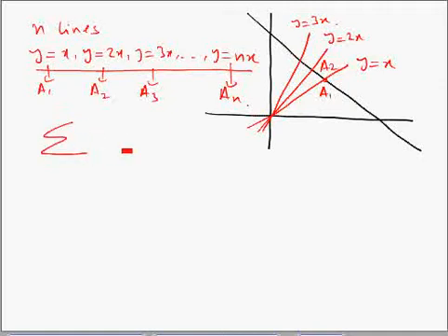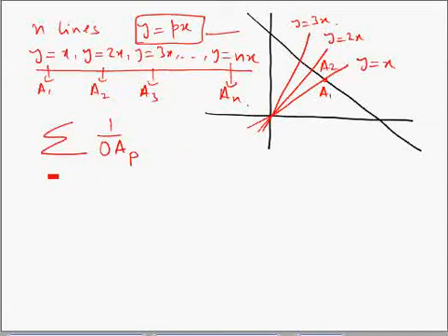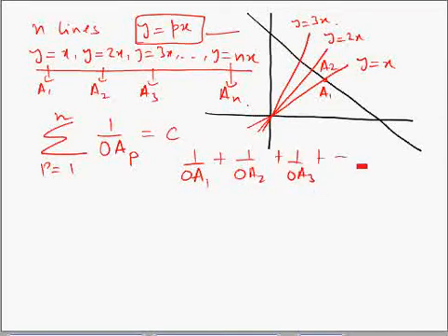It is given that sigma of 1 by OAP. So the line is represented as y equals px. We can represent these lines in general as y equals px. So it is given that the summation of 1 by OAP square, p varies from 1 to n, is c. So basically 1 by OA1, 1 by OA2, and so on till 1 by OAN equals a constant c.